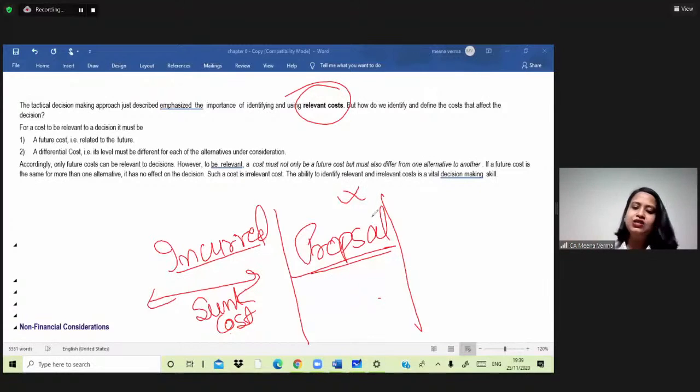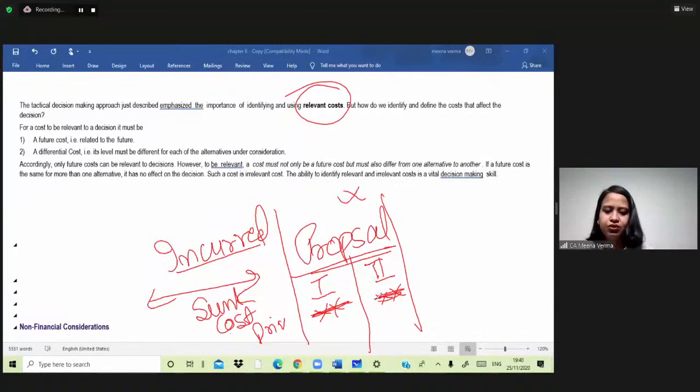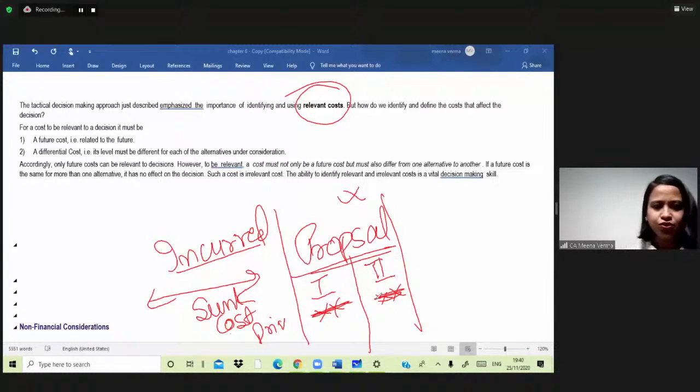If you take a decision related to any proposal, for example, you have two proposals, proposal 1 and proposal 2. Any cost which is the same for both proposals, for example, driver salary, which is the same for proposal 1 and proposal 2, we will not consider that. This is the second point I told you.